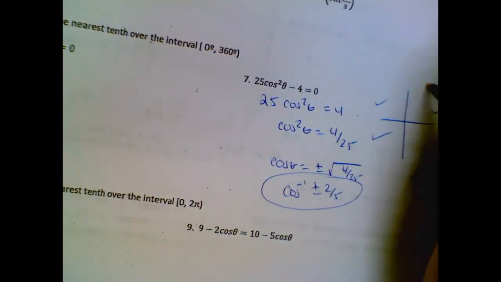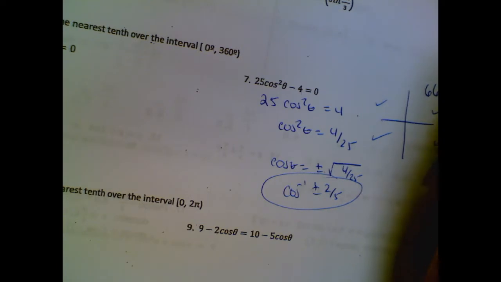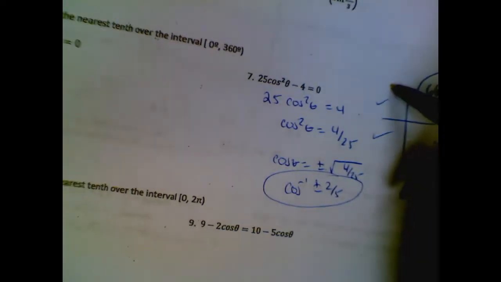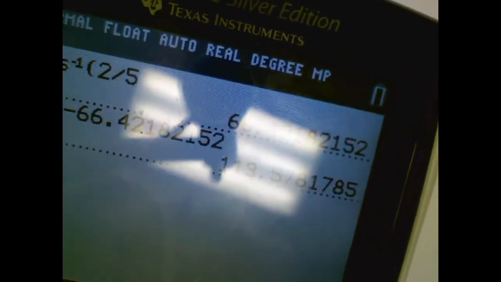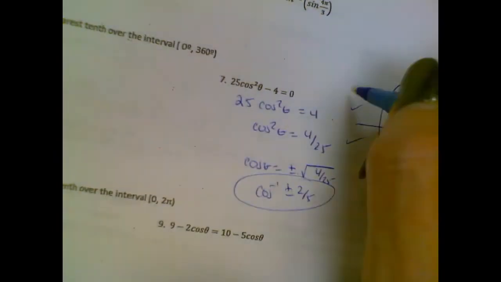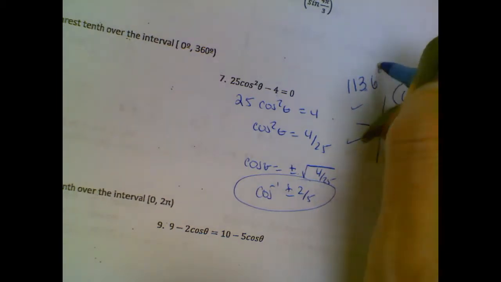Our reference angle is 66.4. So this one is 66.4. That's one of my answers. This quadrant's going to be 180 minus 66.4. So we're going to take 180 minus, highlight. So 113.6. That's one of your answers.